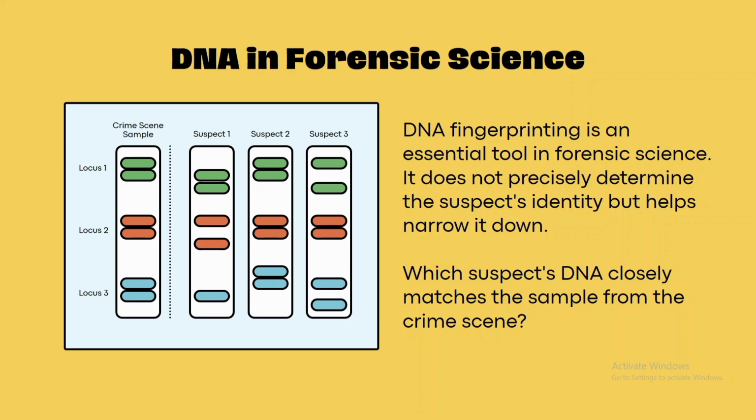Now we can see from the box which one is the criminal. Surely suspect 2 is the criminal because the crime scene sample and the suspect 2 DNA sample are properly matched.